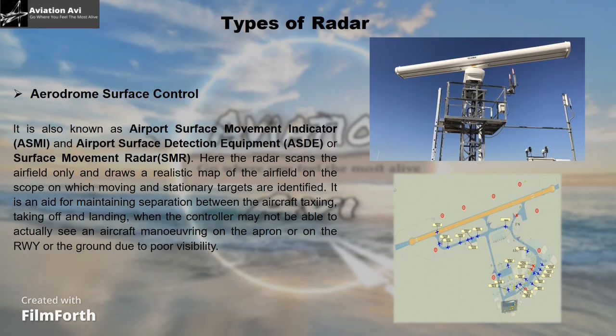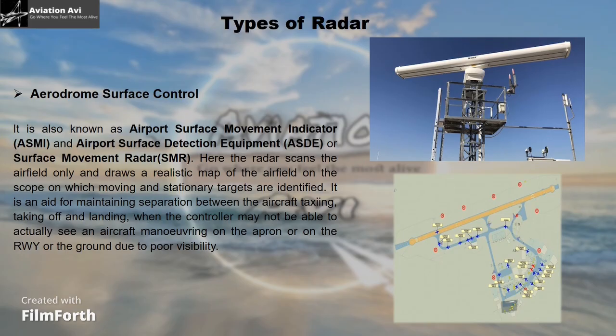Here, the radar scans the airfield and draws a realistic map of the airfield on the scope, on which moving and stationary targets are identified. This radar scans the airfield and draws a realistic map of the airport like you can see here. And on this, the mobile and stationary objects can be identified like you can see. In this image, this particular aircraft has landed on the runway or is about to take off from the runway and it can be identified on the radar screen.